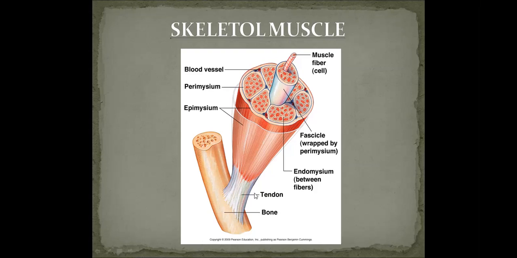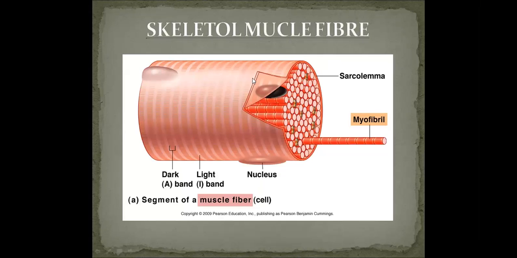Like this, skeletal muscle fibers are connected to the skeletal system or bones. That's why they are called skeletal fibers, and they have some striations. I am not going to explain about this slide in today's class. We will discuss it in tomorrow's class. Tomorrow I will explain why they have striations.